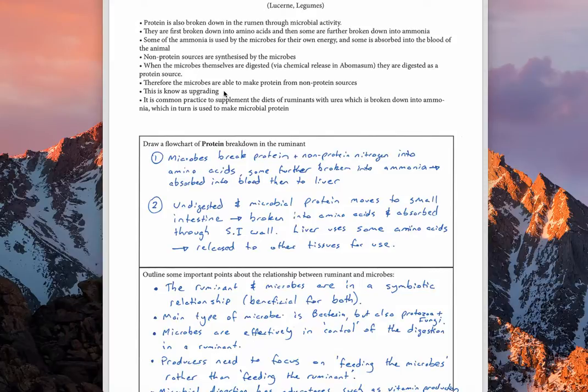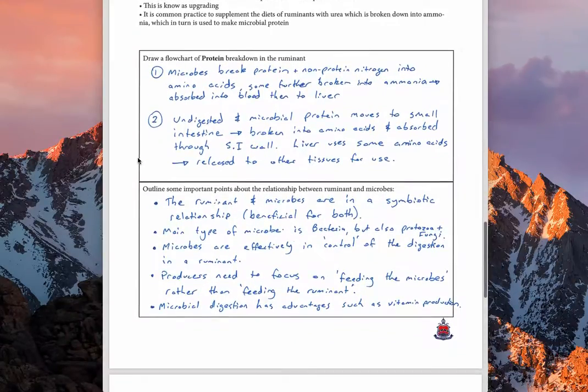They can take a feed that is low in protein, and they can get good growth rates and good muscle development from the protein that they create from food that's low in protein. Often these ruminant animals, cows and sheep, are eating poor quality pasture, which might be quite low in protein, but they can create protein. And lastly, it's common practice to supplement the diets of ruminants with urea. This is an important point. It is broken down into ammonia, which in turn is used to make microbial protein. So this is where the microbes can make protein with urea, which might be added to a diet.